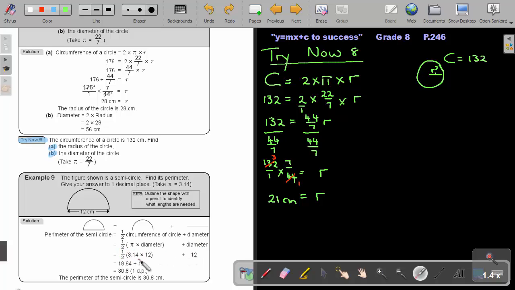And I just work it out, add it up, and the perimeter of the semicircle will be 30.8. Okay, so let's just try one.